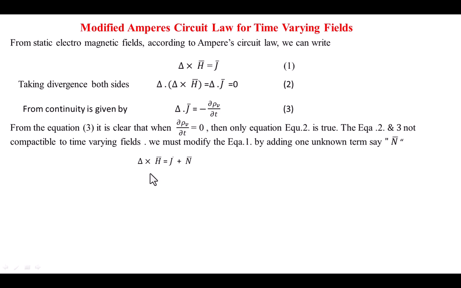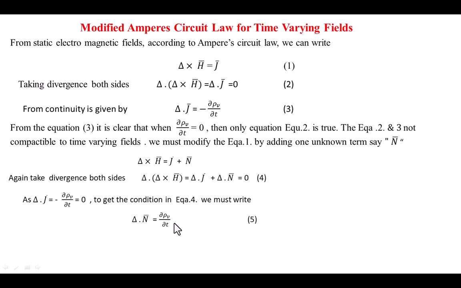If we take the divergence on both sides once again, the divergence of curl of H bar again becomes 0. The divergence of J bar plus divergence of N bar should equal 0. We know the divergence of J bar equals minus dou rho v by dou t. Now the sum becomes 0, so the divergence of N bar should equal dou rho v by dou t. We know that rho v equals divergence of D bar.